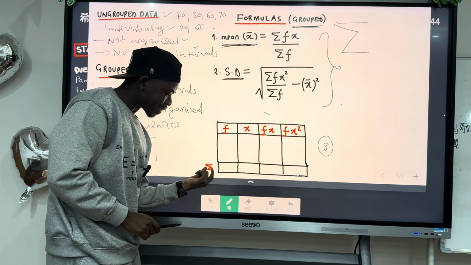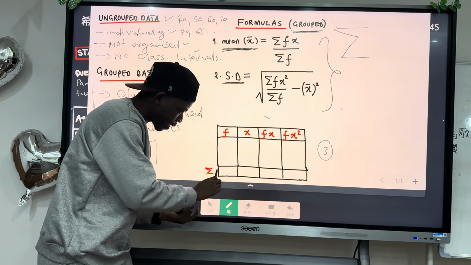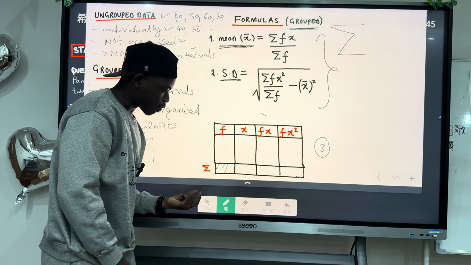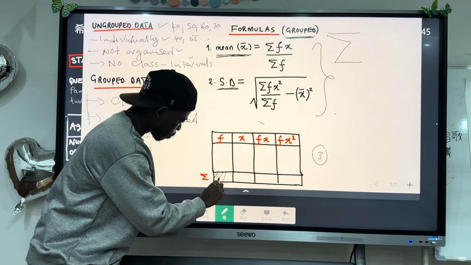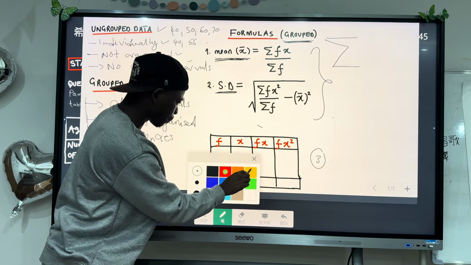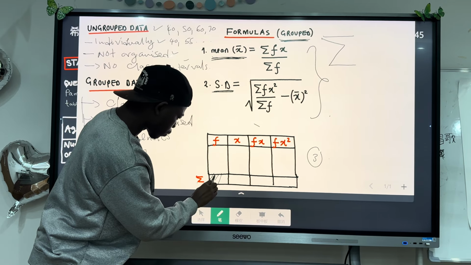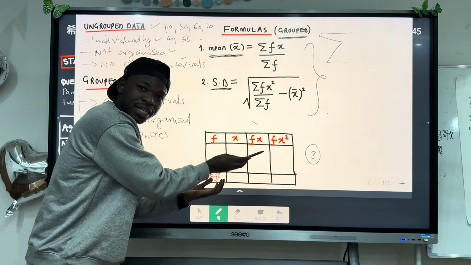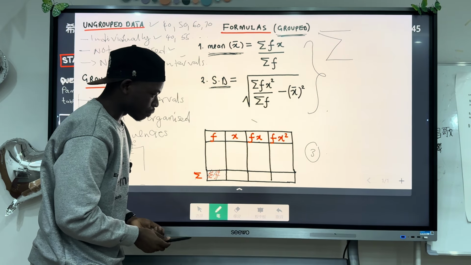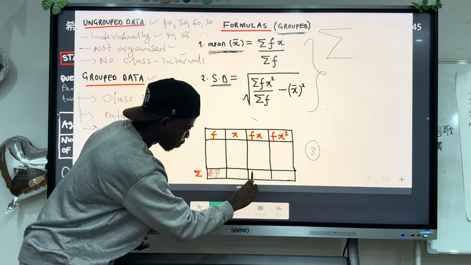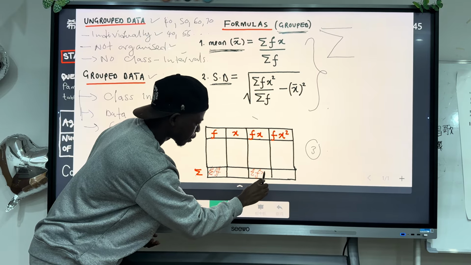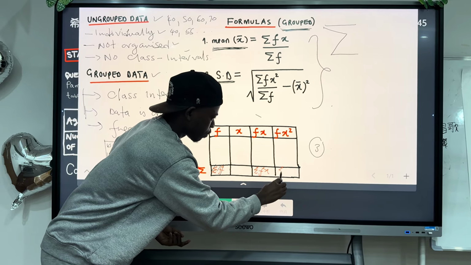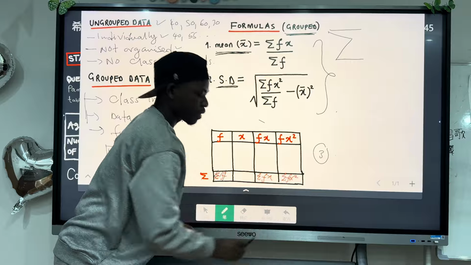You're going to find the sum here. So the last stage here, you find the sum of F. So here we find the sum of F. This stage we find the summations. What are they summing up to? Here we find summation of Fx. Here we find the summation of Fx squared.